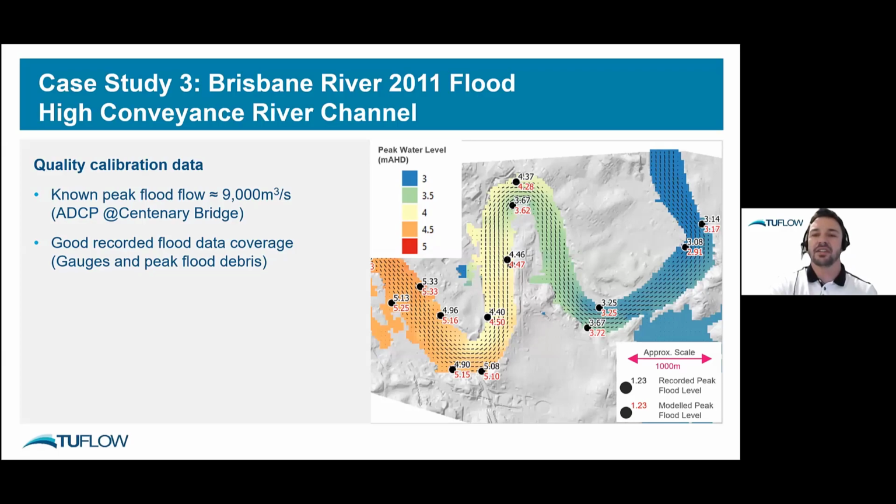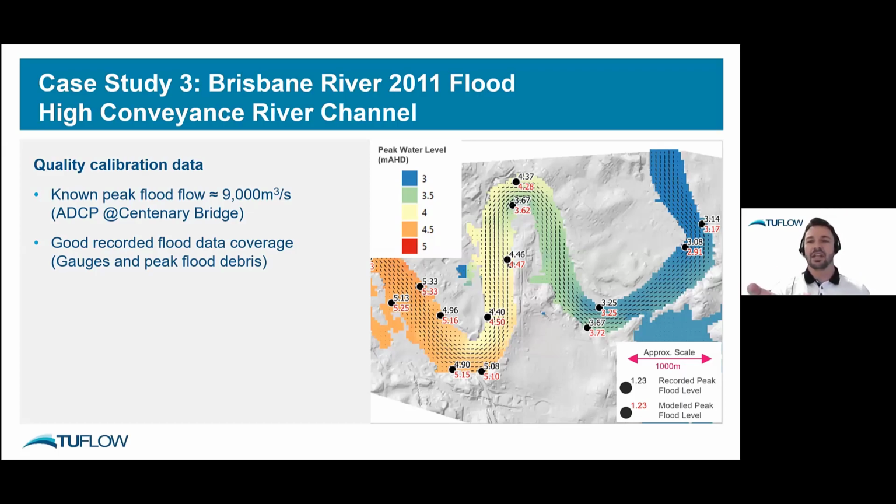I've actually chosen this test case because it's hydraulically really challenging. High flows, in the order of 9,000 cubic meters per second, where we have a really good level of certainty about those flows because they were measured via ADCP. We have great calibration data.